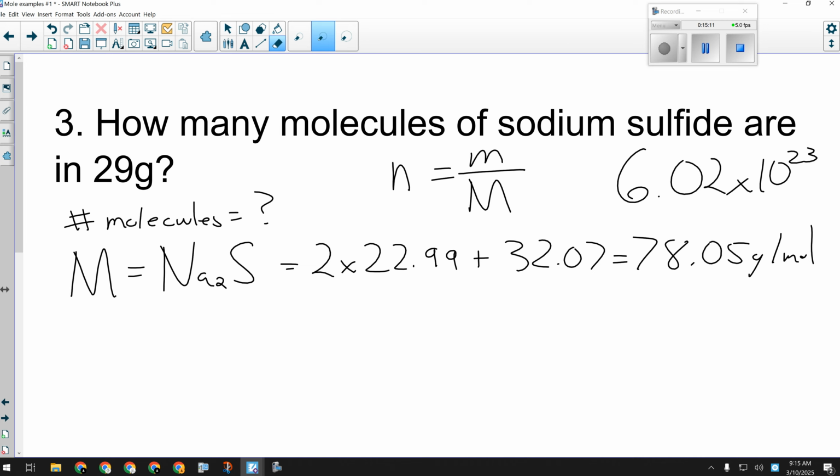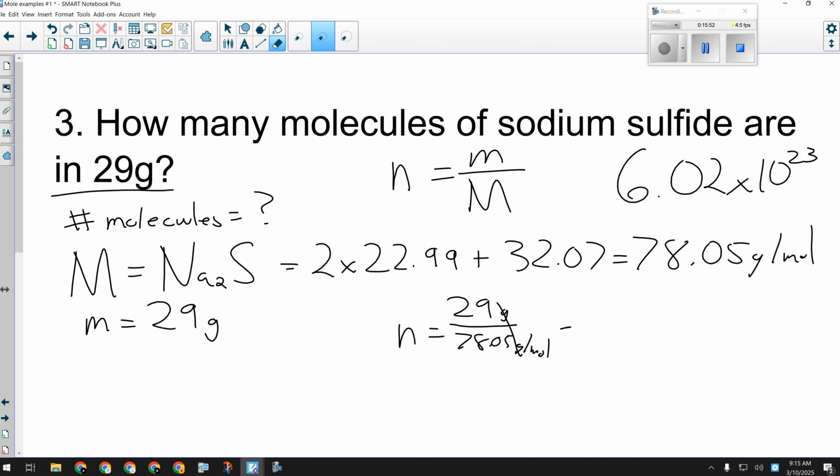I have big M, and the other thing they told me in the question is something in grams. Well, something in grams is always little m, 29 grams. I have little m and I have big M. What can I calculate right now? N. Even if you had no idea where to go after that, do it anyway. You get marks for it, so that's what you can do right now. N equals little m, which is 29 grams, divided by 78.05 grams per mole. Grams are going to cancel, and I'm going to be left with moles.